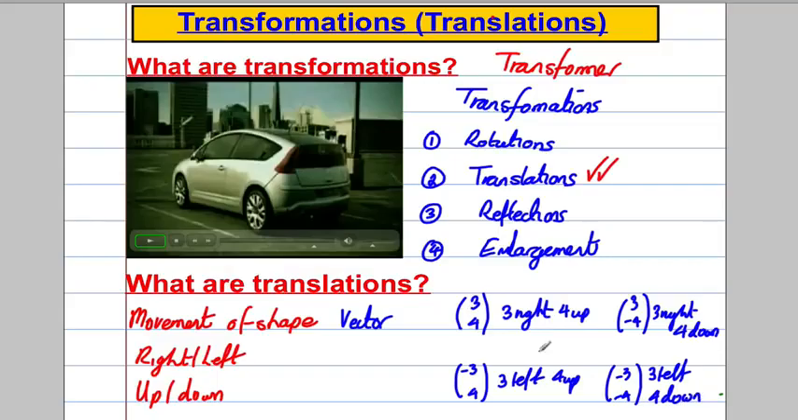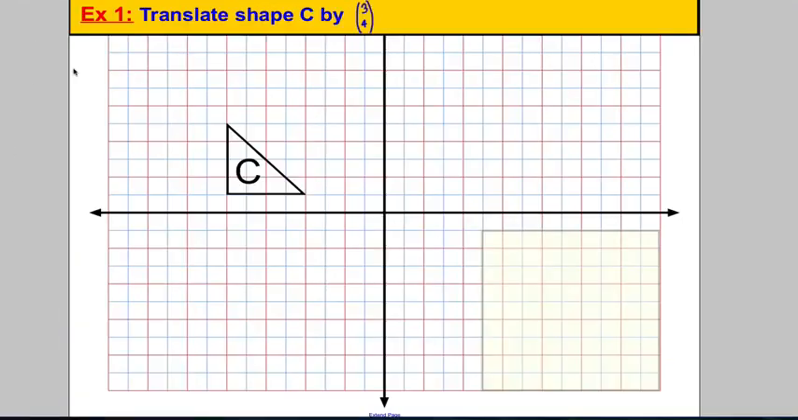So we would describe how to move the shape with a vector, and that would tell us what to do with the shape. So let's do a few examples. So here's the first example. Translate the shape C by 3, 4. Now let's remind ourselves what 3, 4 means. That means 3 right and 4 up.